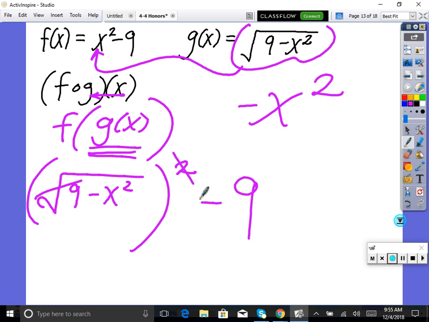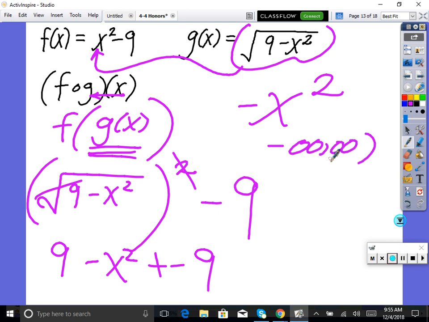Root cancels out with power. So then we have 9 minus x squared minus 9, oh well, plus negative 9. And then do you see how our 9's cancel? They go away now. They don't cancel out, they have to be 0. Yes? So then negative x squared, so the domain is negative infinity to infinity since that's a quadratic.